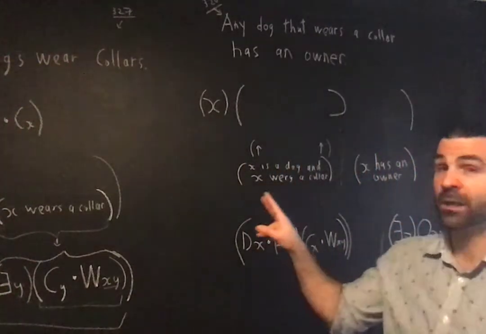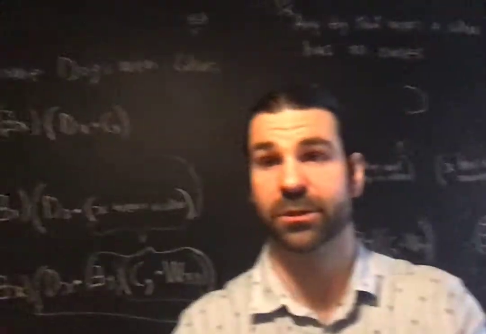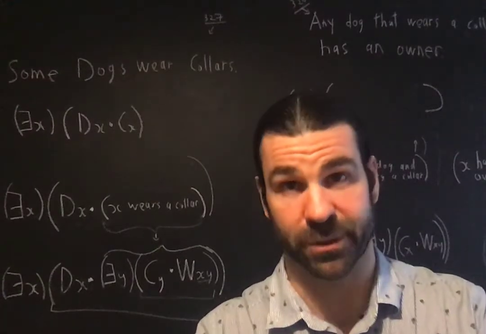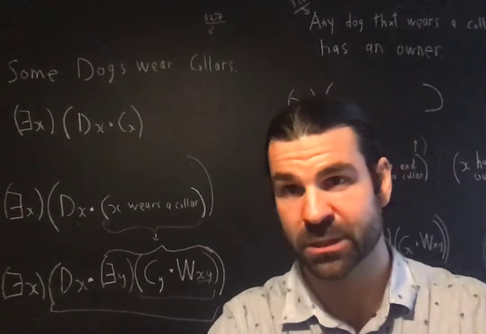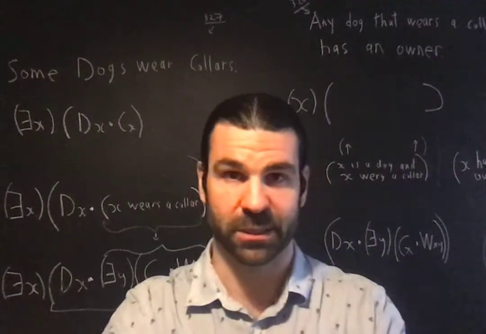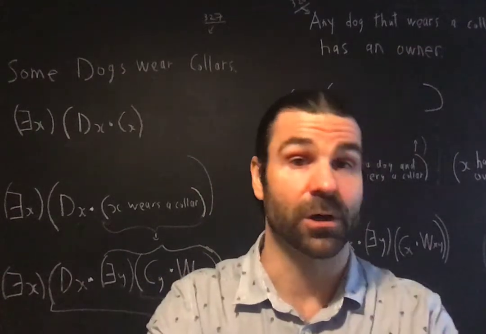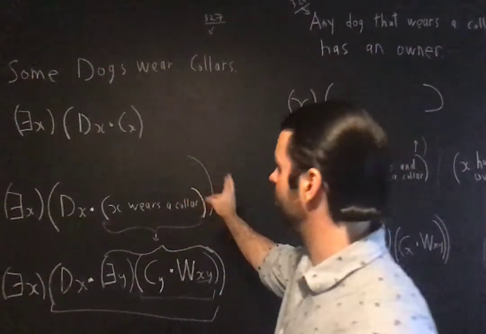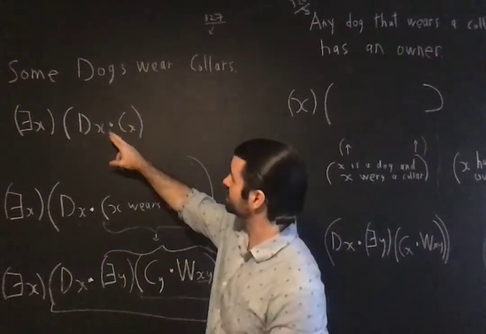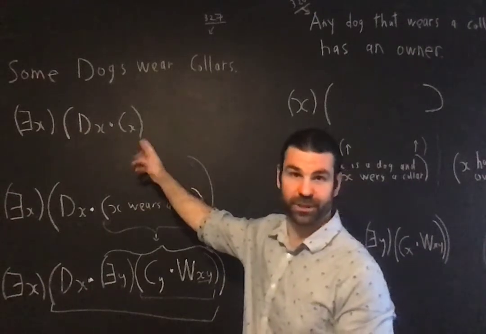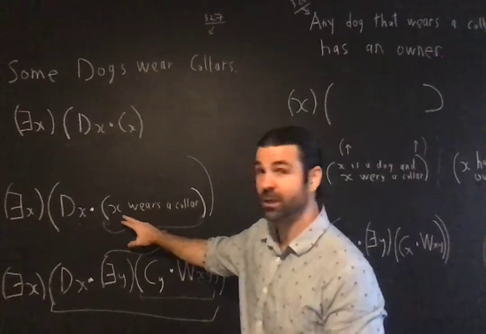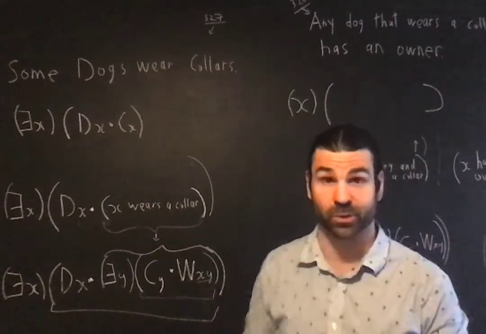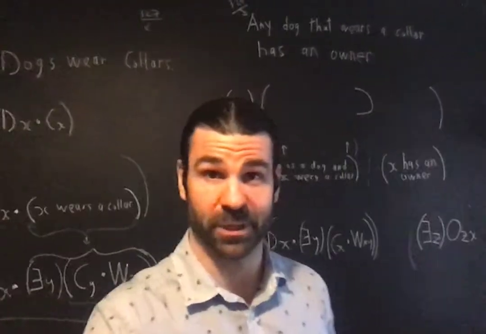Okay, in "some dogs wear collars," notice the subject was very simple: dogs, Dx, your familiar monadic, one-place predicate. The analysis of the predicate, things that wear collars, is what required the extra quantifier. That's where the complication came in.